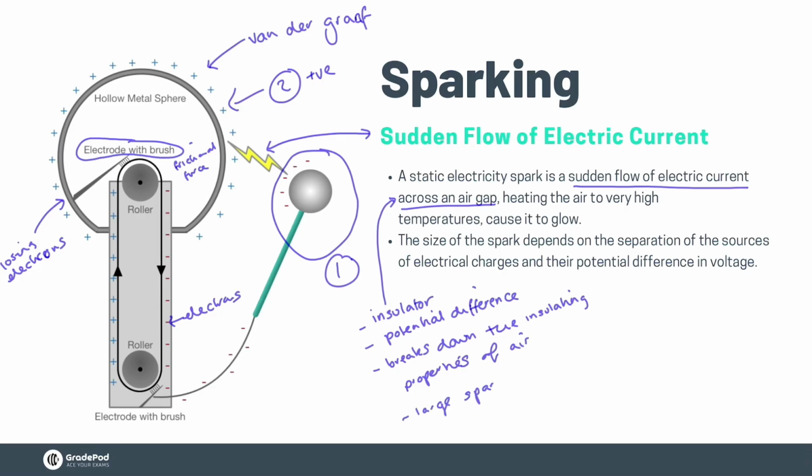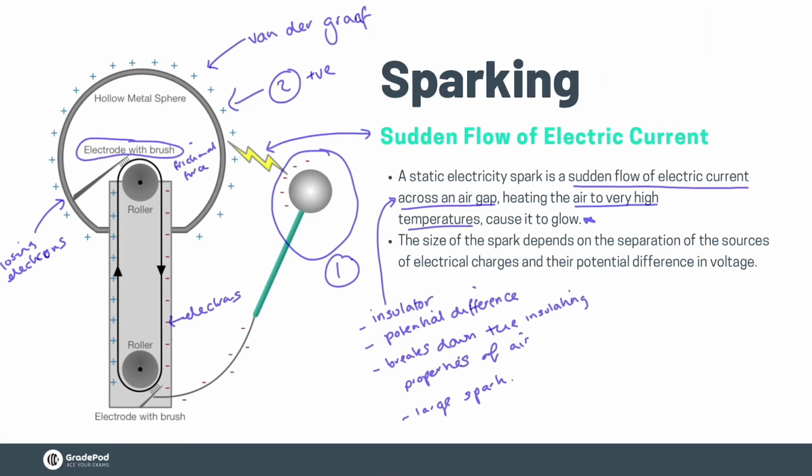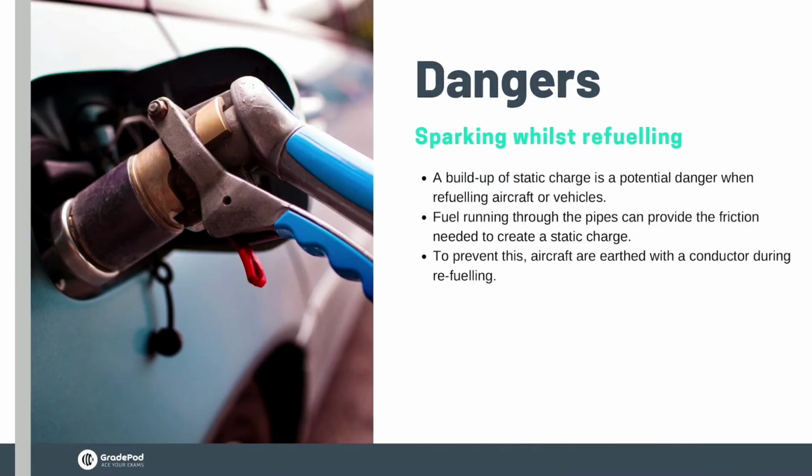That large spark, or the large sudden flow of current, heats the air to very high temperatures and causes it to glow. So what you're actually seeing when we see this sudden flow of current, the spark, is the air is extremely hot. And the size of the spark depends on the separation of the electrical charges and their potential difference in voltage. So however big the difference between the positive charge and the negatively charged object is, determines how big the spark is.